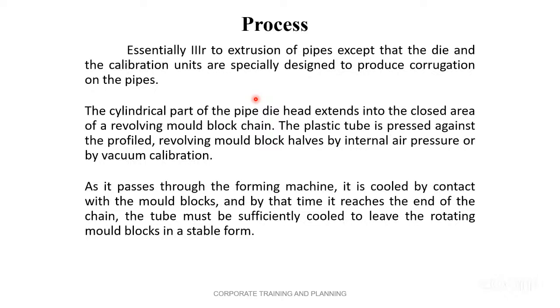When the pipe passes through the forming machine, it gets cooled by those blocks. The blocks are already chilled, right? Water is circulated inside the blocks. Therefore, there are more block chains, and the plastic tube is pressed against the profile of the mold blocks, and internal air pressure is maintained there by the vacuum process. If you see one video, you can understand how it works. I will show you the video of this also.